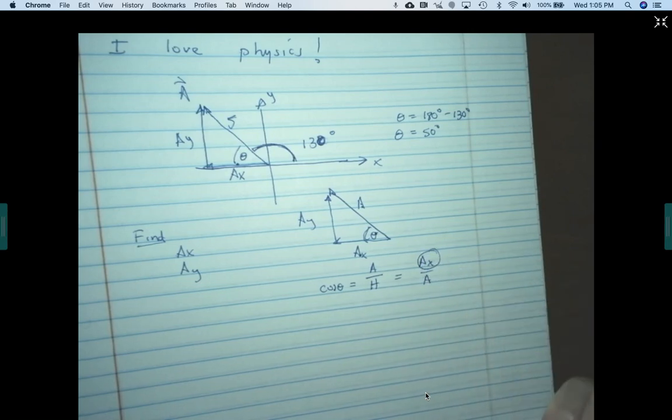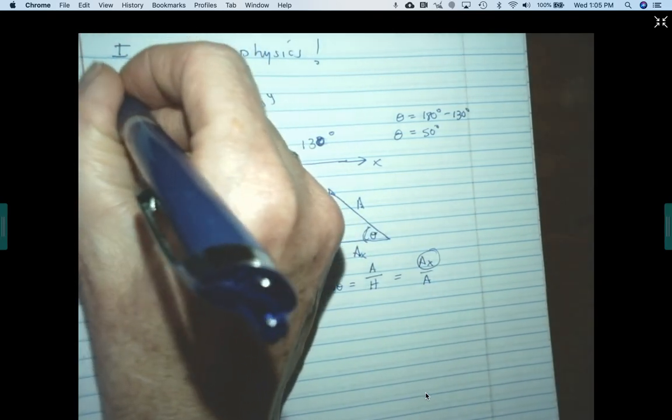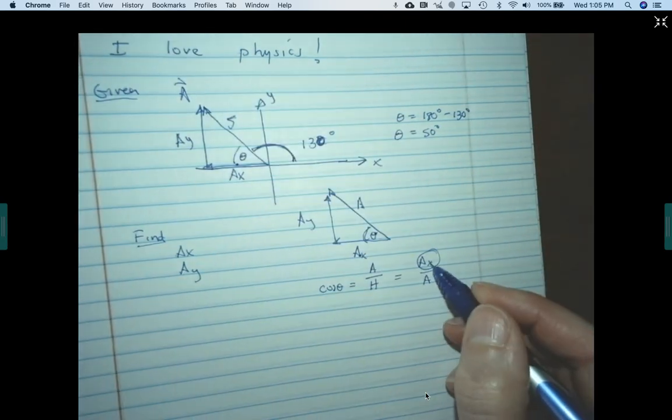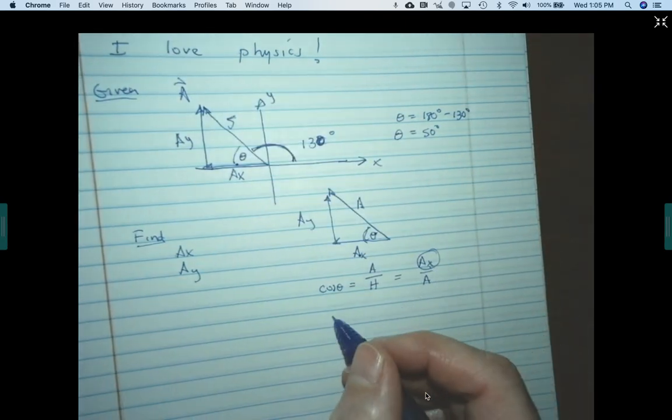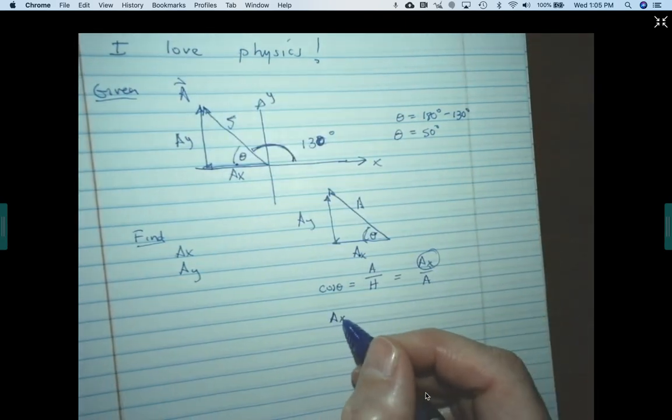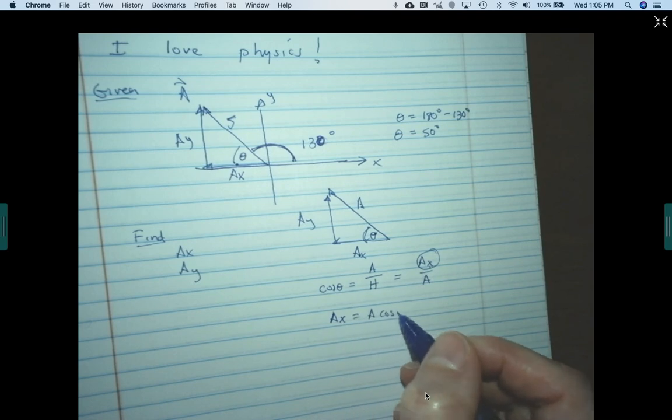And we're solving for AX, right? That's one of the things we need to find. And this is what we're given out here. Okay, so I want to solve for my unknown. If I multiply both sides by A, I get AX is A cos theta.